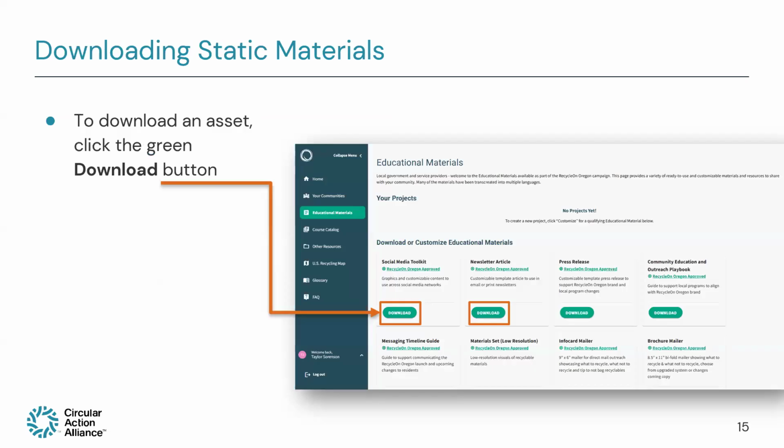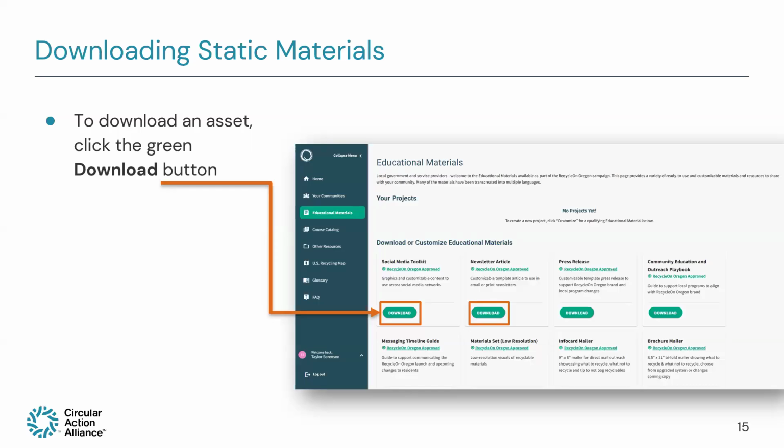Last time we focused on how to access and download static materials, and today we'll be focusing on dynamic templates. But before we get started on that, let's do a quick refresh on how to download static materials. Any educational material listed in the bottom section of the page that does not have a customize button will be considered a static material. These materials can be downloaded onto your computer and then can be edited outside of the portal or used as is.